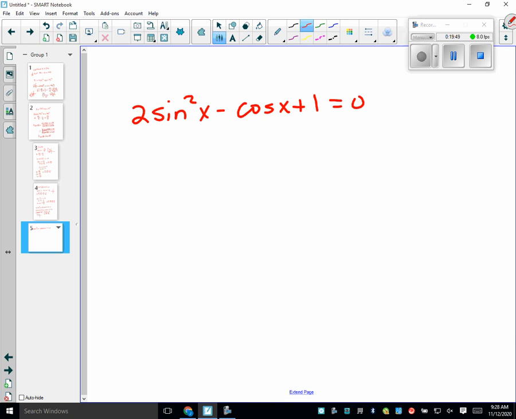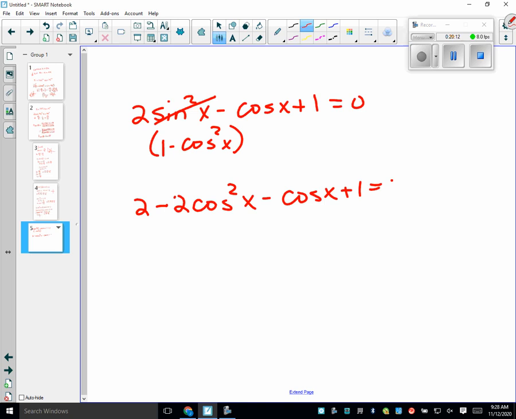I can't work it with some sine and some cosine. Why don't you change the sine squared x to 1 minus cosine squared x? That's a great idea. So instead of this, I have 1 minus cosine squared x, which gives me 2 minus 2 cosine squared x minus cosine of x plus 1 equals 0. So then you get negative 2 cosine squared x minus cosine x plus 3.